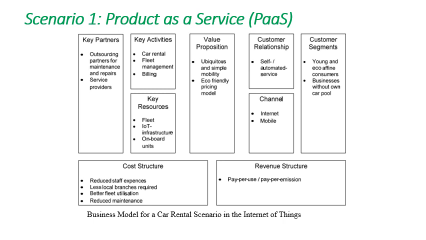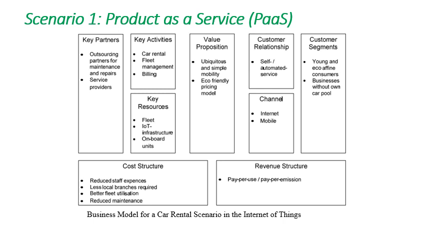Based on that, we are going to build the customer profile. The value proposition, what we are going to give to the customer, is ubiquitous and simple mobility. So they do not need to buy a costly car, but they can just have access to the costly car. Eco-friendly pricing models. The customer relationships are self and automated service. The channels are internet and mobiles. The customer segments are young and eco-affine consumers, and businesses without their own carpool.